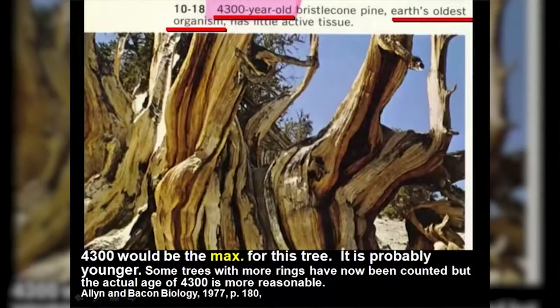But this textbook says the oldest tree in the world is 4,300 years old. Now that is a pretty old tree. However, I have a question. If the Earth is billions of years old, why don't we have an older tree someplace? Why is the oldest tree 4,300 years old?